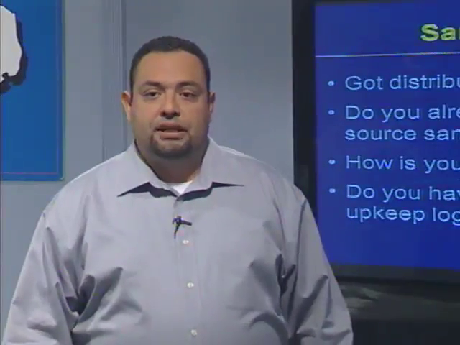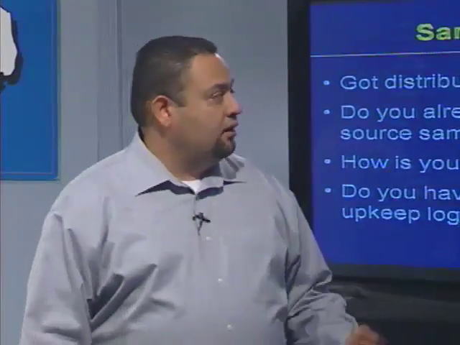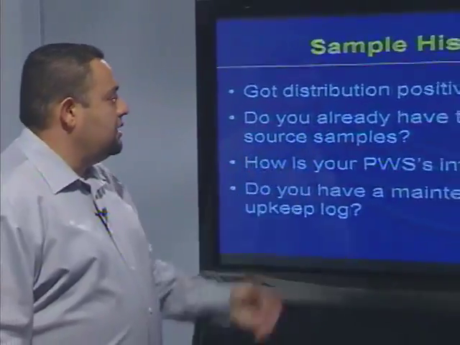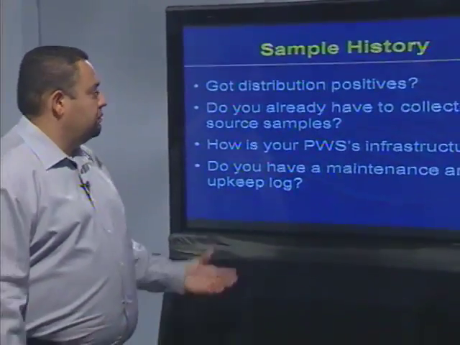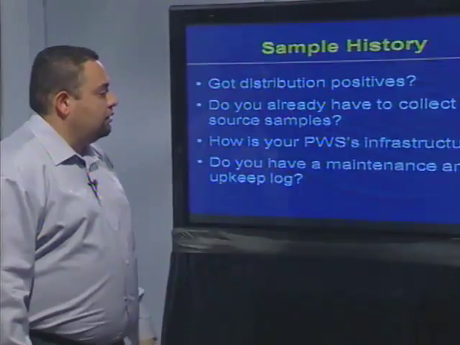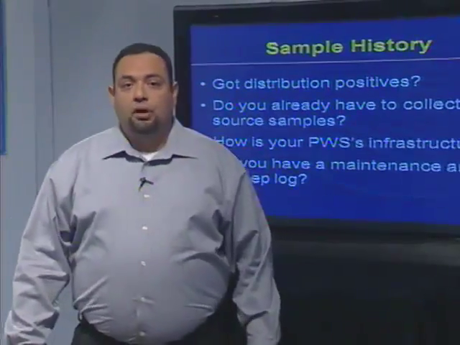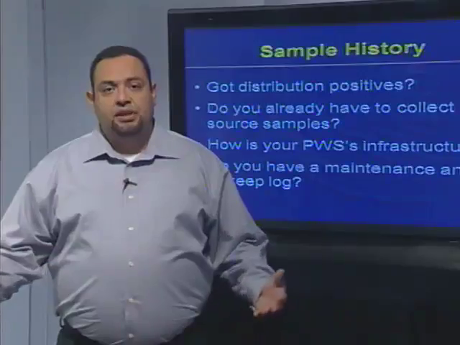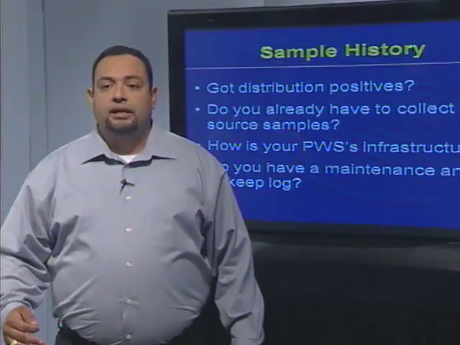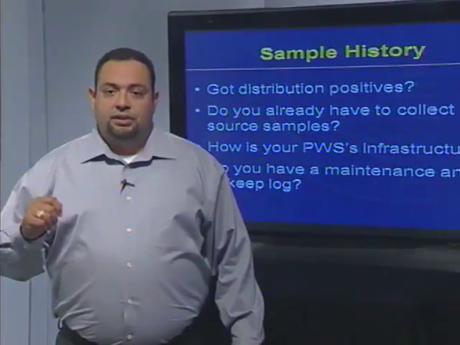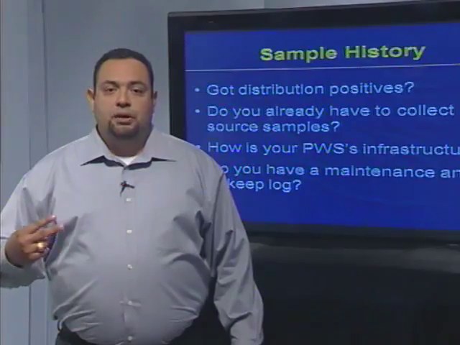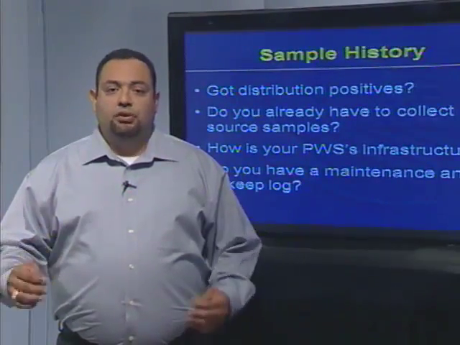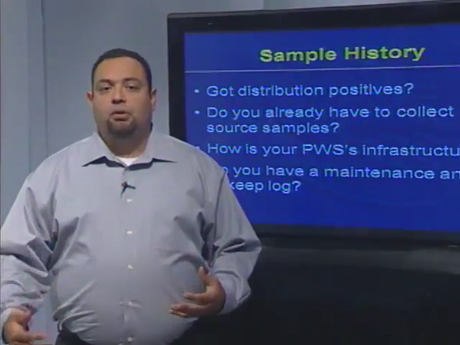Okay, the sample history here, you want to understand that not only are you looking at your distribution positive samples, or whether or not you have distribution positives, you also want to know about your infrastructure for your water system. You want to make sure that if you don't have a lot of positives, then you may not have to worry about it. And the important thing here is that when you're dealing with the groundwater rule, there are only two important triggers that will trigger an action required by the water system.